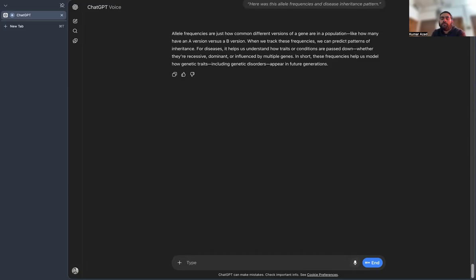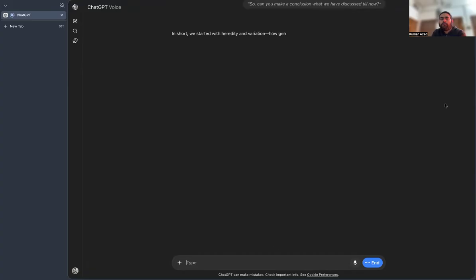So, can you make a conclusion of what we have discussed till now? In short, we started with heredity and variation, how genes are passed down and change. We dove into molecular mechanisms, where DNA is transcribed into mRNA and translated into proteins.